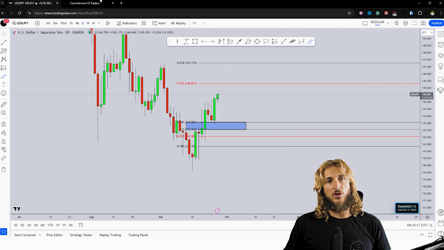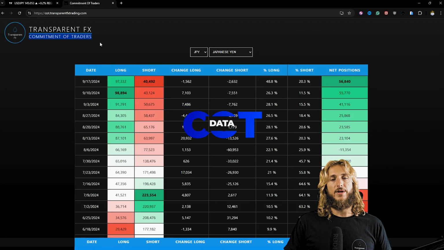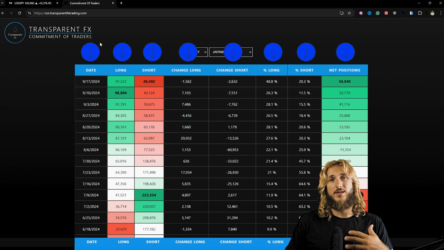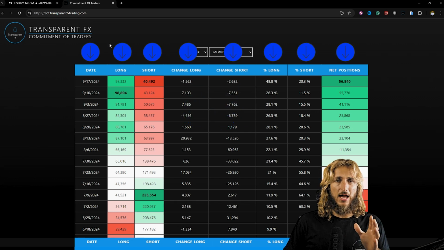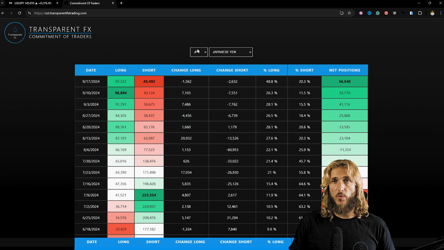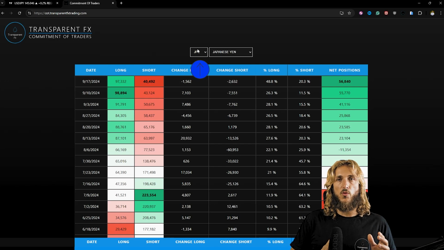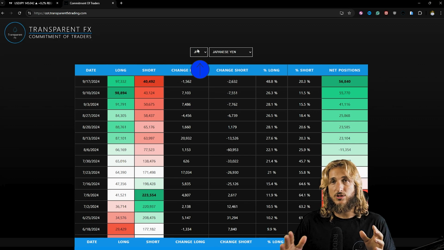Speaking about institutional longing, if we go and see what we have when it comes to the commitment of traders, so what the big players in the market are doing, and we look at the data precisely for the JPY, the first thing that we have to keep in mind is that if we're looking at the data for the JPY, we're actually already looking at JPY USD, because all currencies on the spot are traded against the USD.